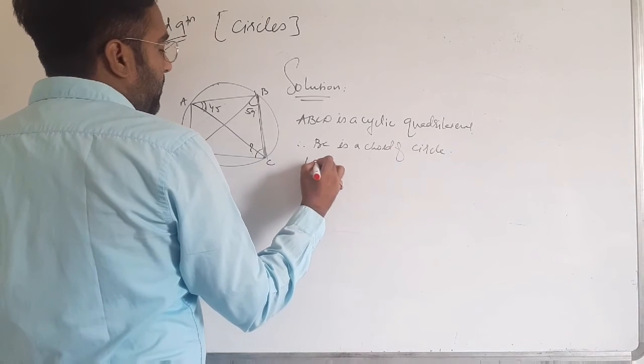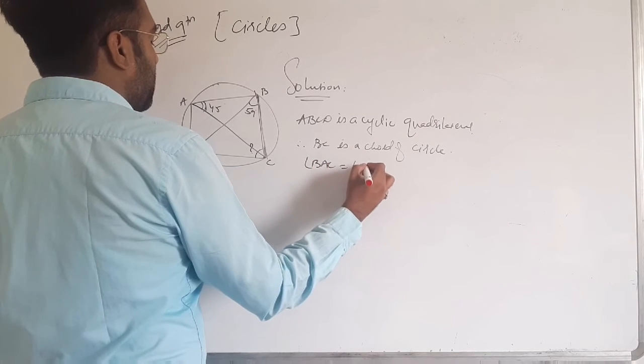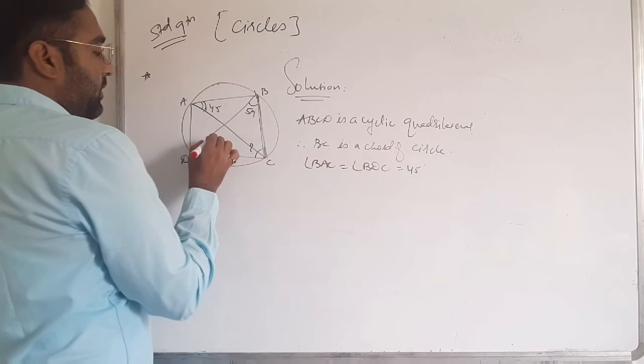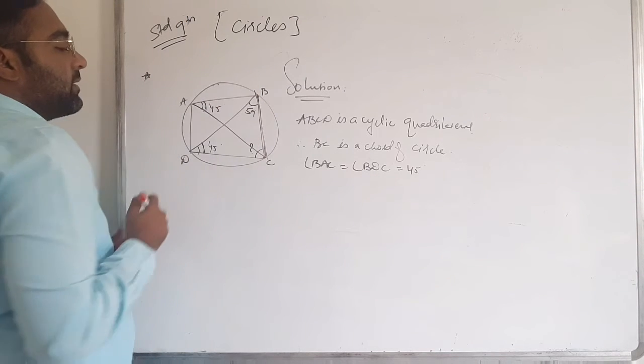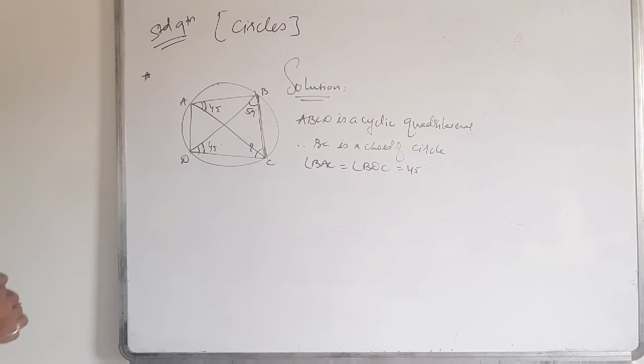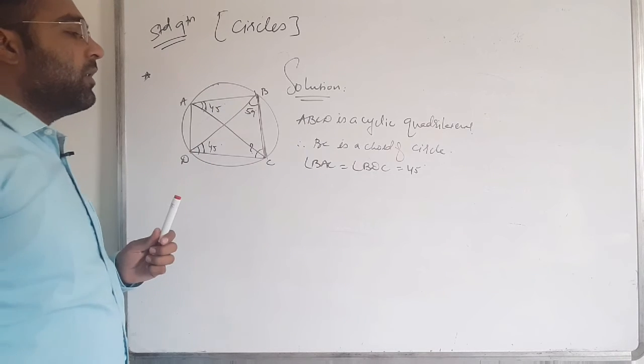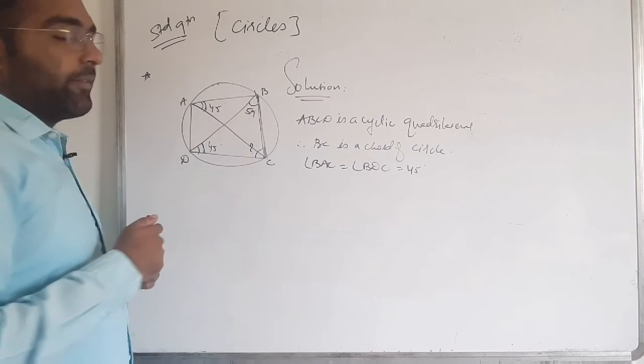Therefore angle BAC is equal to angle BDC, which is 45 degrees, formed on the same base or same chord. Okay, these two angles. Now we have to move to the triangle.